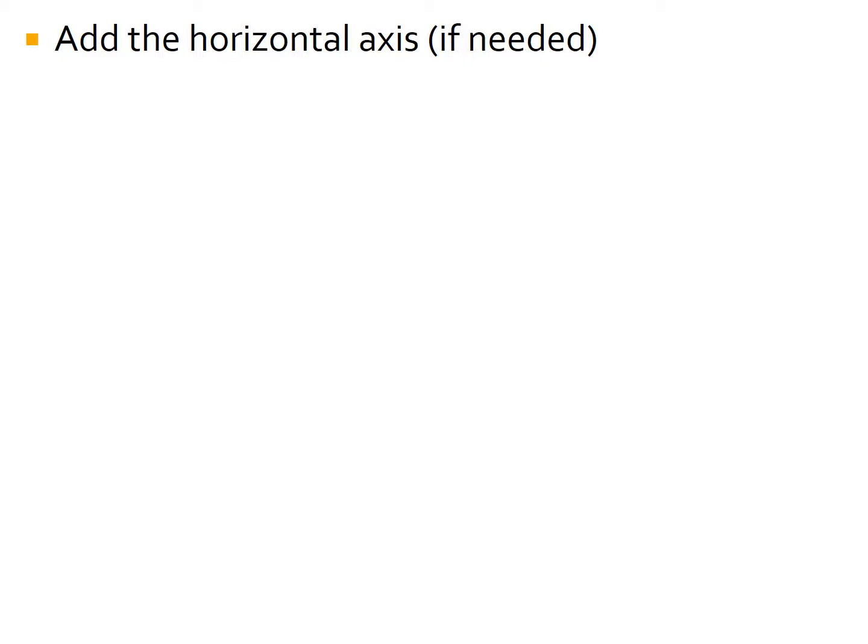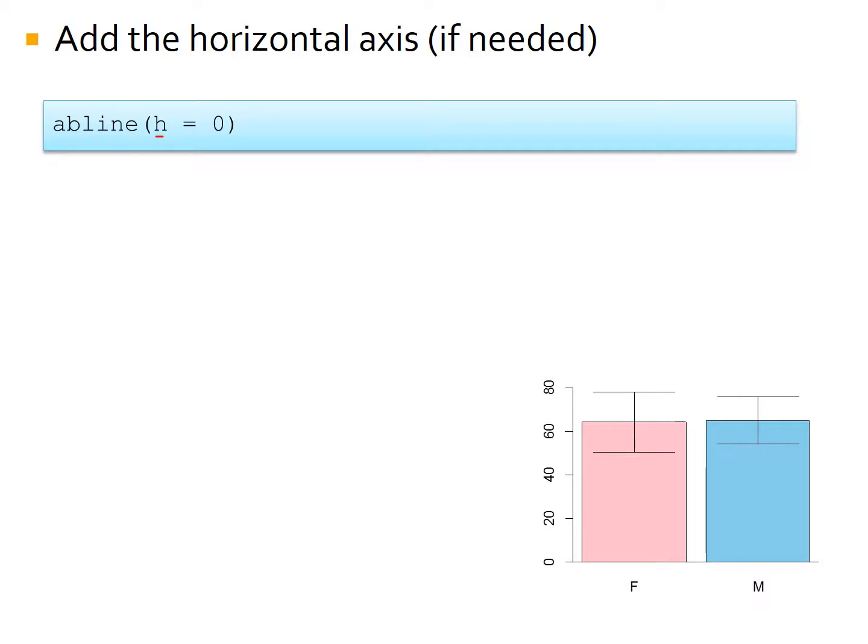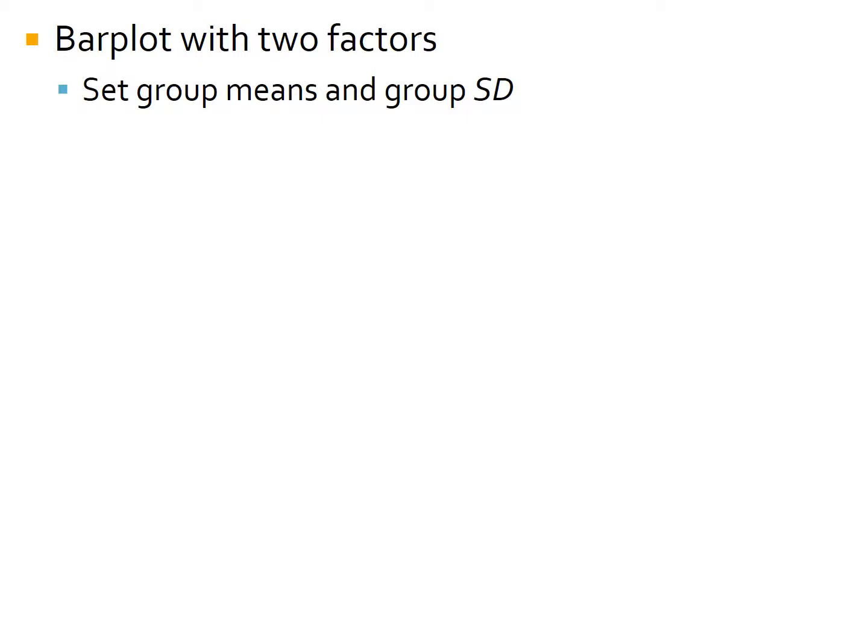Because the x-axis is not filled, I use the abline horizontal equals 0 to fill the x-axis, like this. Okay, let's have two factors. So I have sex and ethnicity. I would like to provide the stacking bar plot or cluster bar plot to represent the data.